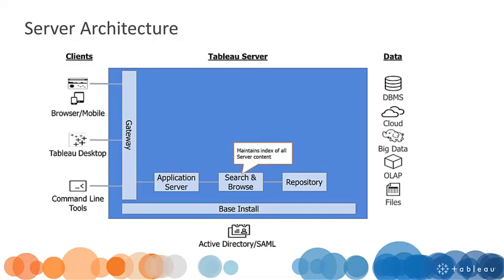The search and browse process contains an index of all of the content on Tableau Server and its metadata. It uses that information to help users find what they're looking for, whether during a general browse through the site or specific searches using the search tool.